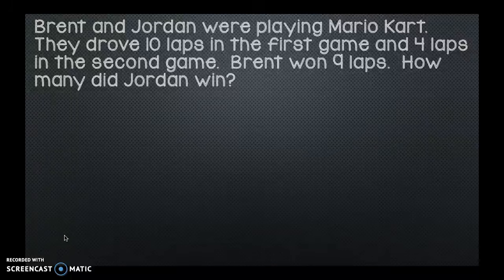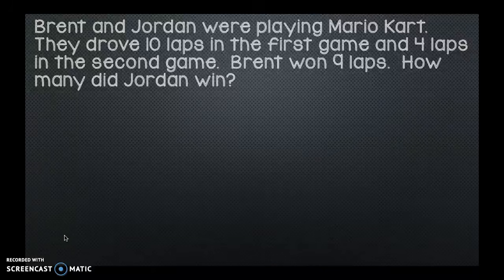Okay, I'm going to go ahead and read that again. Brent and Jordan were playing Mario Kart. They drove 10 laps in the first game and 4 laps in the second game. Brent won 9 laps. How many did Jordan win?